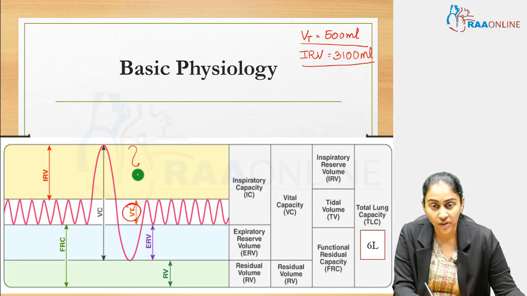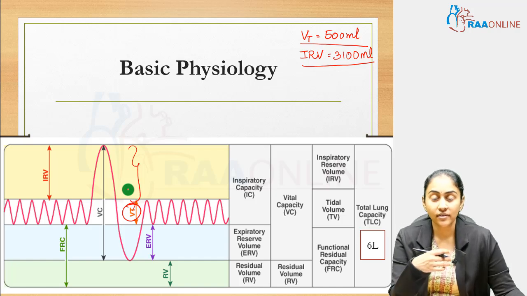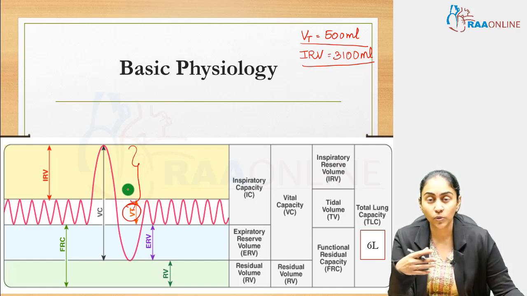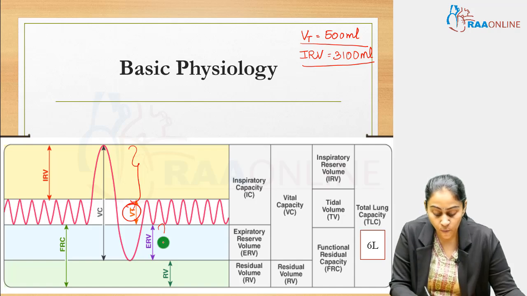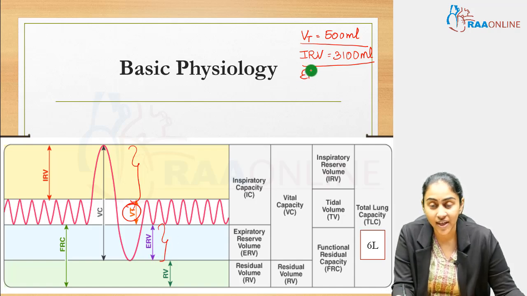This is the amount of air that we take in over and beyond the tidal volume during a forced inspiration. Similarly, over and beyond the tidal volume, the amount of air that is expelled during a forced expiration is called the expiratory reserve volume. That's also easy.